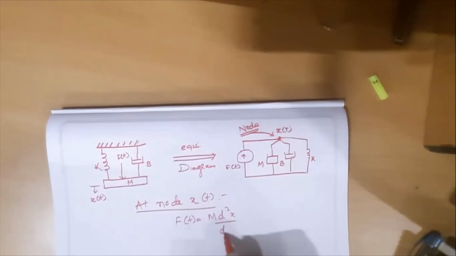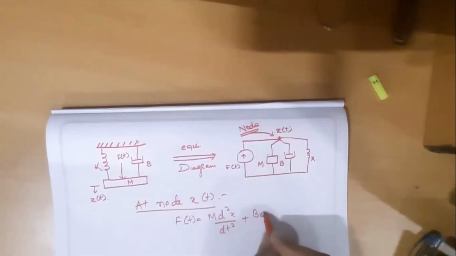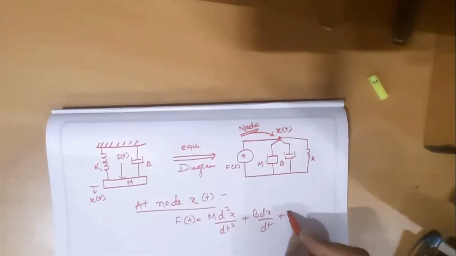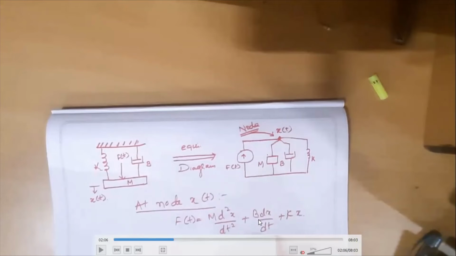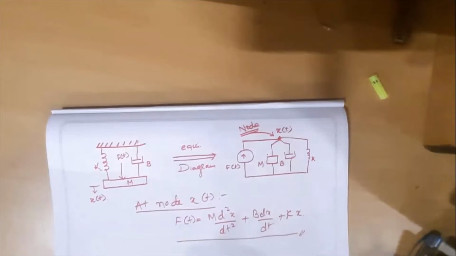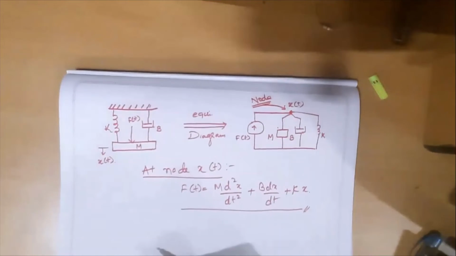So without any doubt, it is m d²x/dt² + b dx/dt + k x. So whenever I write x, it means x of t only. x is a function of time. So this is the equation.